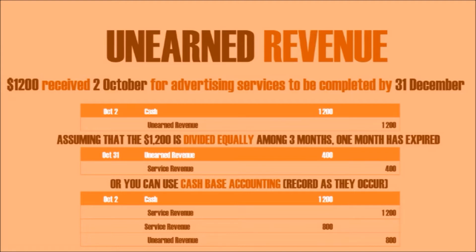This is because on the 2nd of October we have already received the cash. However, we also created a liability simultaneously. This liability is the unearned revenue account. Notice that the unearned revenue is for 3 months.